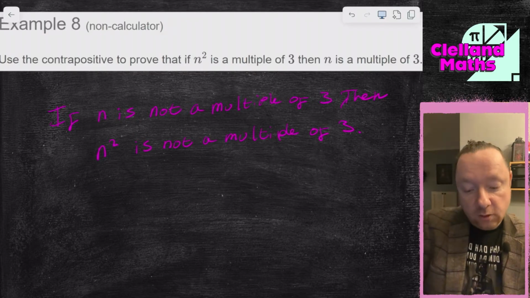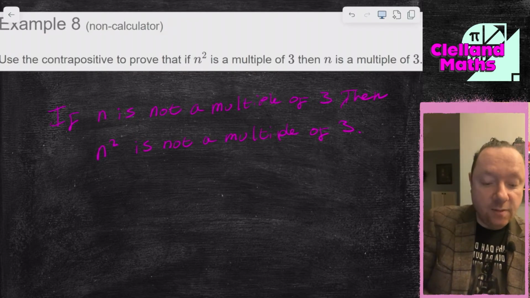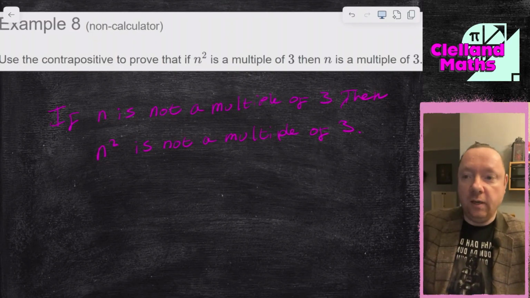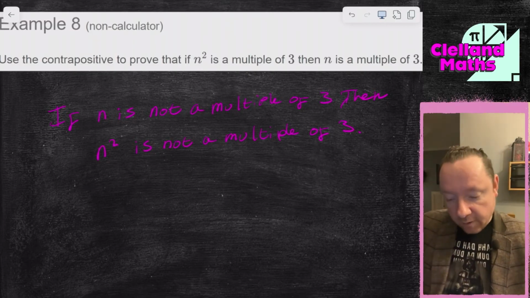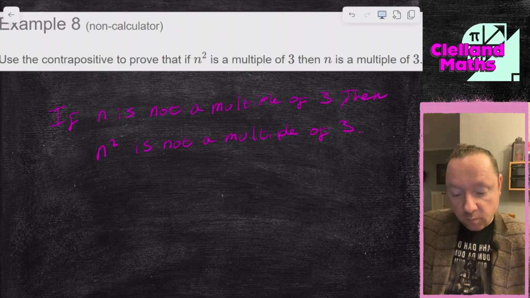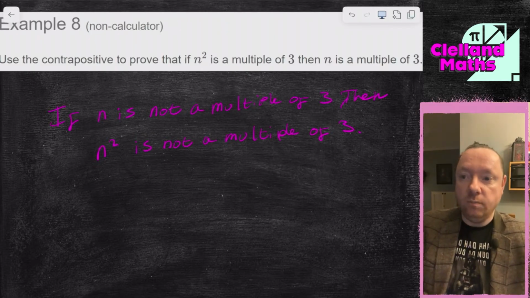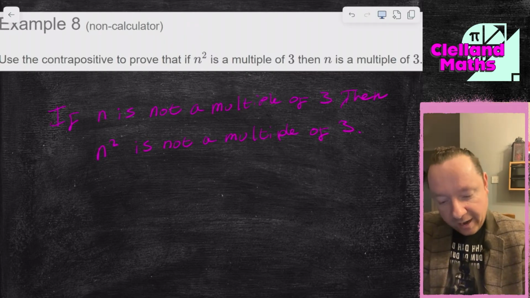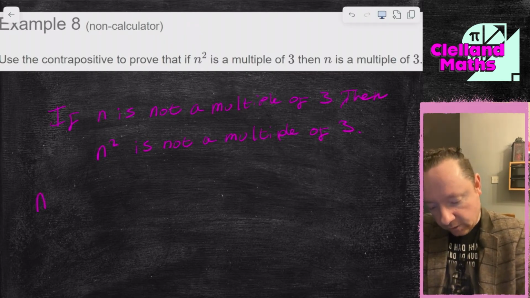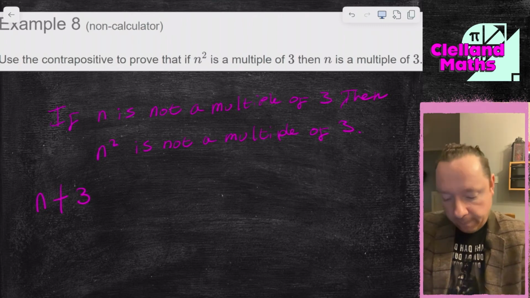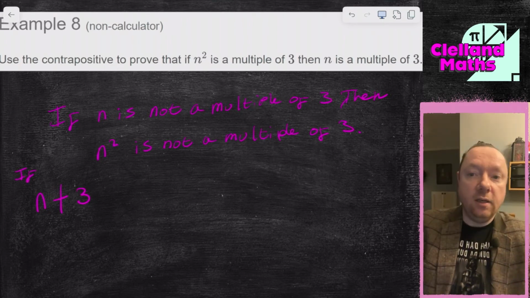Kind of working backwards, n squared is a multiple of 3, then n is a multiple of 3. So if n is not a multiple of 3, n squared is not a multiple of 3. If we can prove that, then by proof by contrapositive, we have actually proved n squared is a multiple of 3, then n is a multiple of 3. So that's what we're trying to do. So we're saying that if n is not a multiple of 3, we'll consider the two cases.